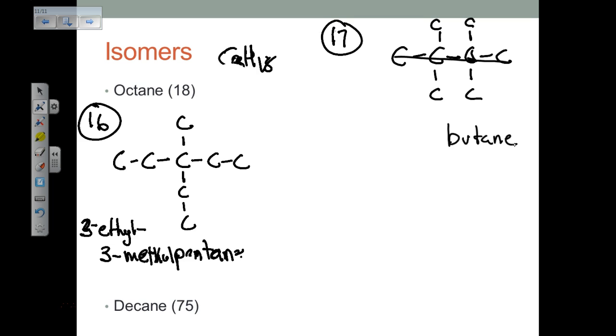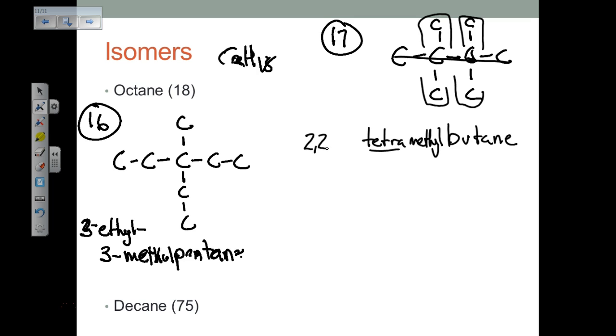If that's a butane, now how many carbons? We have 1, 2, 3, 4 methyl groups there. So this is going to be a tetramethyl butane. And if it's tetramethyl butane, now we have to put numbers there, and there have to be as many numbers as there are for that numeric prefix. So it's going to be 2, 2, 3, 3 tetramethyl butane.